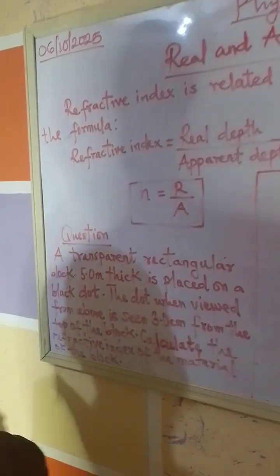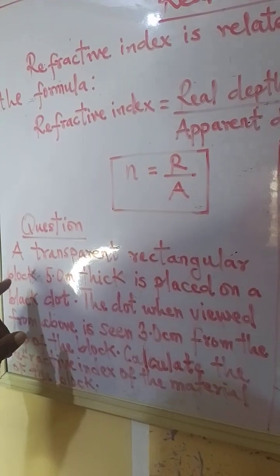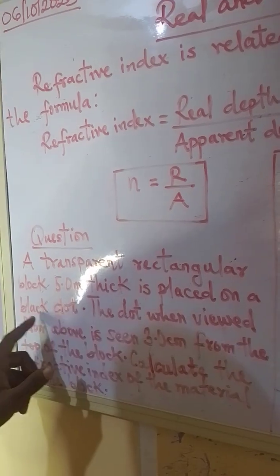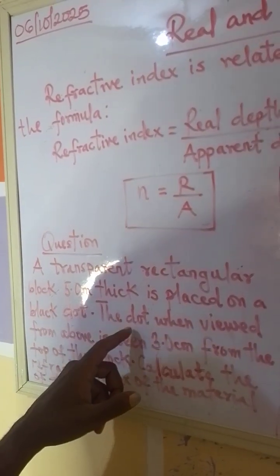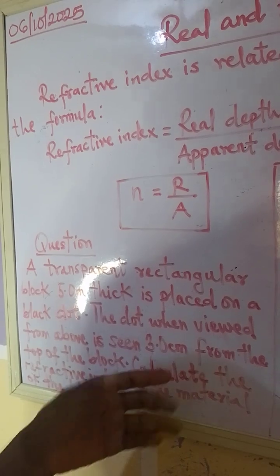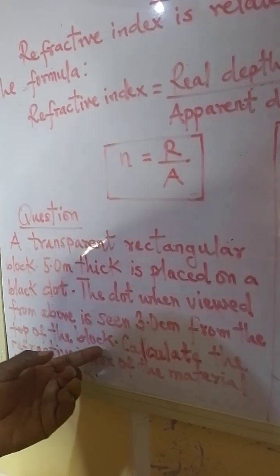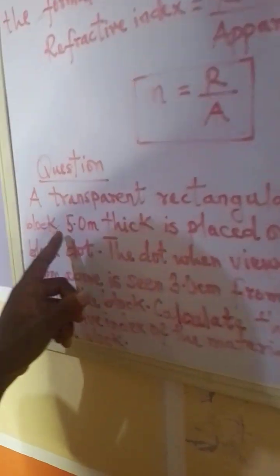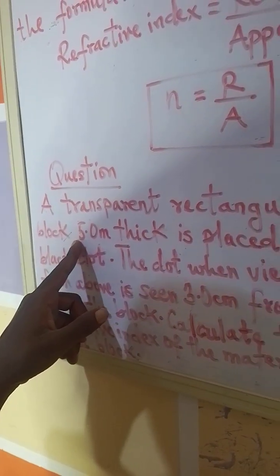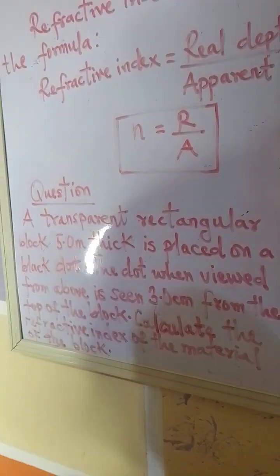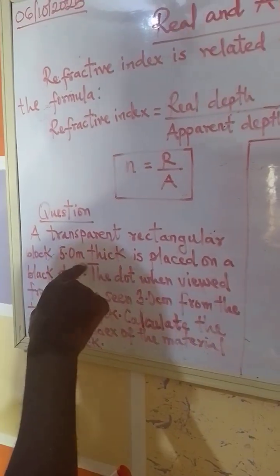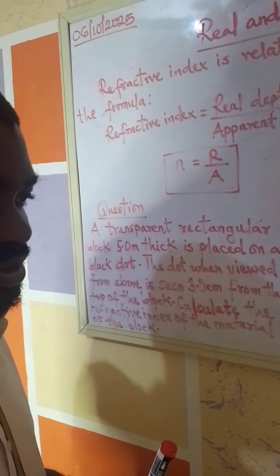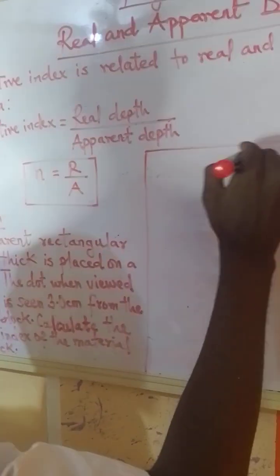So look at, we have a question here. A transparent rectangular block 5.0 meter thick is placed on a black dot. The dot, when viewed from above, is seen 3.0 centimeter from the top of the block. Calculate the refractive index of the material of the block. So the thickness of the rectangular glass block, which is given to us, is the real depth of the block, and which is exactly where the dot is when the glass block is placed there.